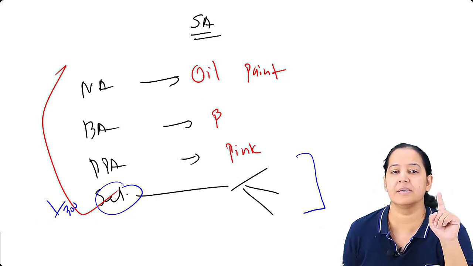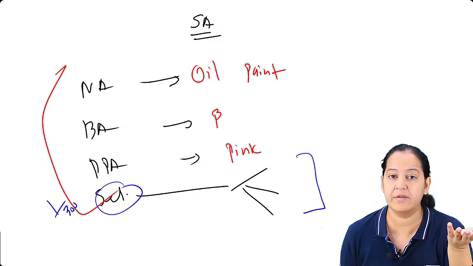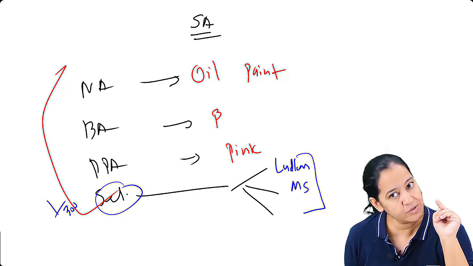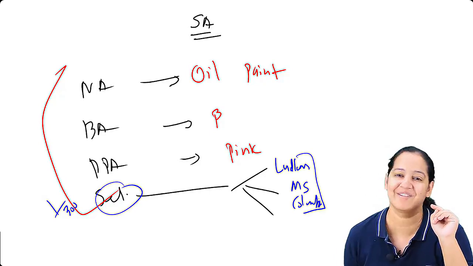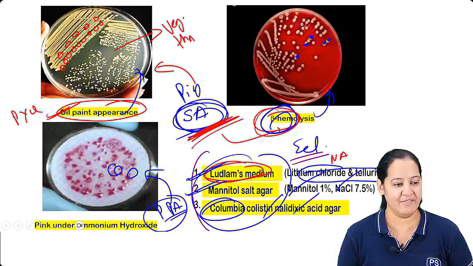ओके, सो लिसन. What I am saying, the 3. So please enumerate. It's Ludlam. ठीक है? The second is the mannitol salt. The third is the Columbia. Please learn that. You know the compositions also. So we are done with the culture media.